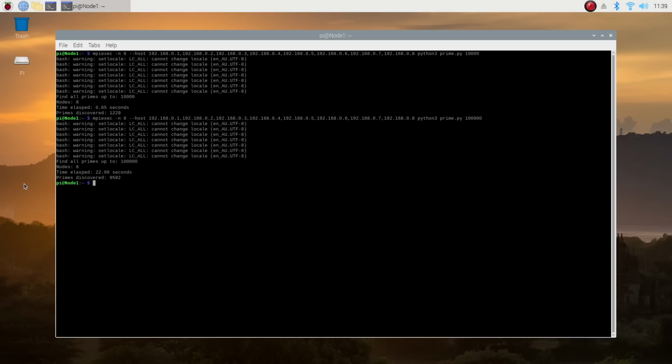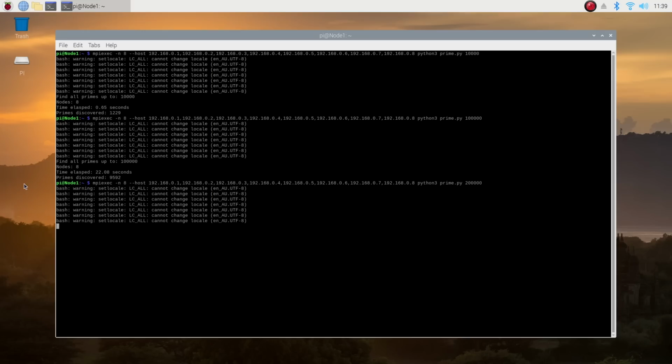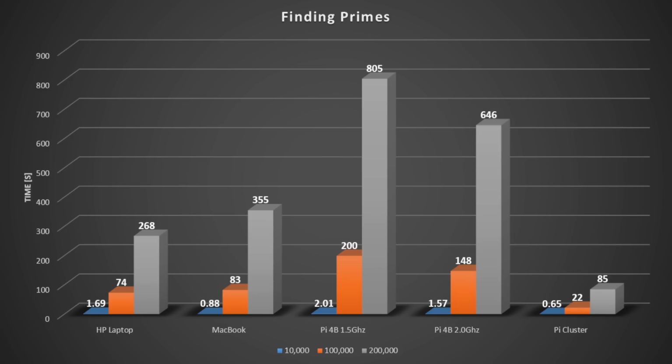Lastly, let's try to 200,000. The search to 200,000 took just 85 seconds, which again is a little over 3 times faster than the Windows PC and 4 times faster than the MacBook. It was also just a little slower than 8 times faster than the individual Pi.